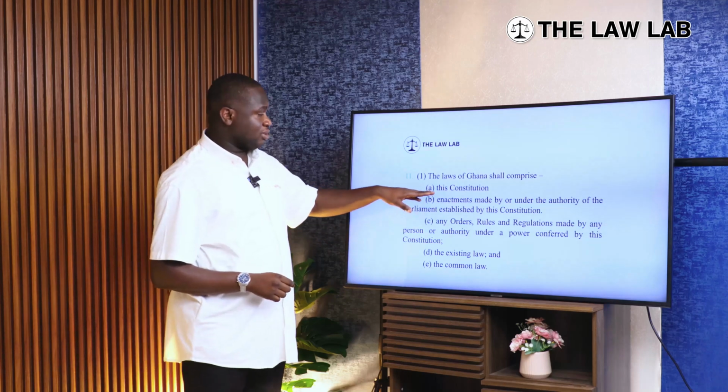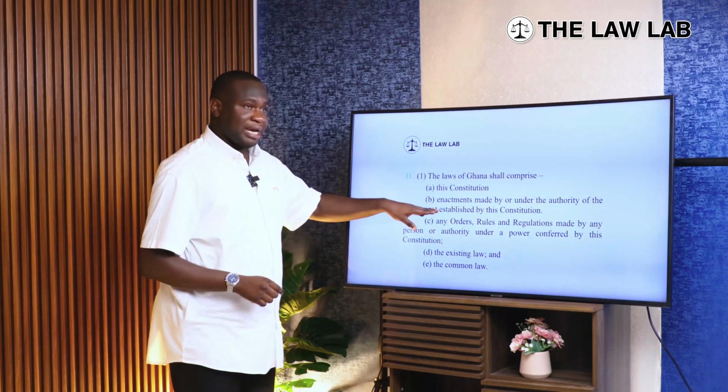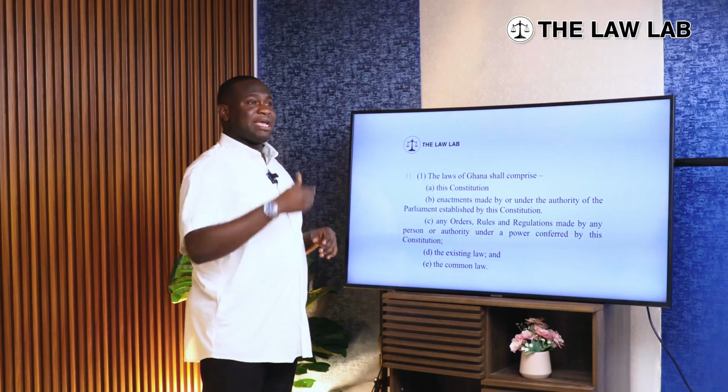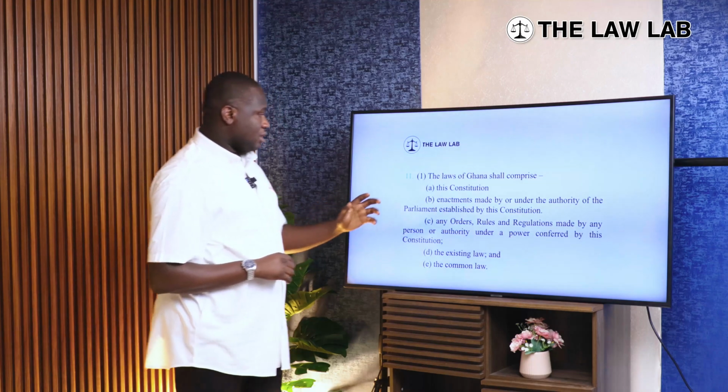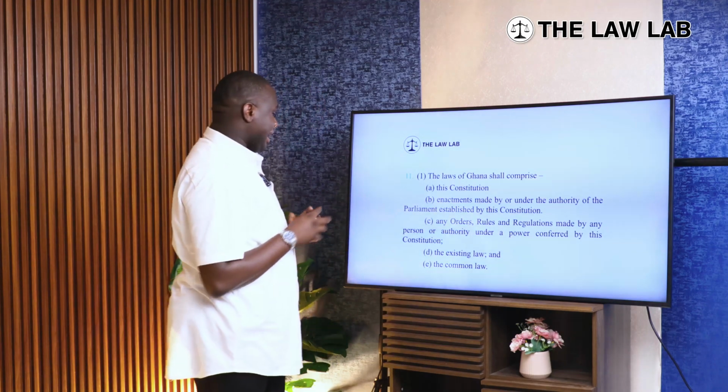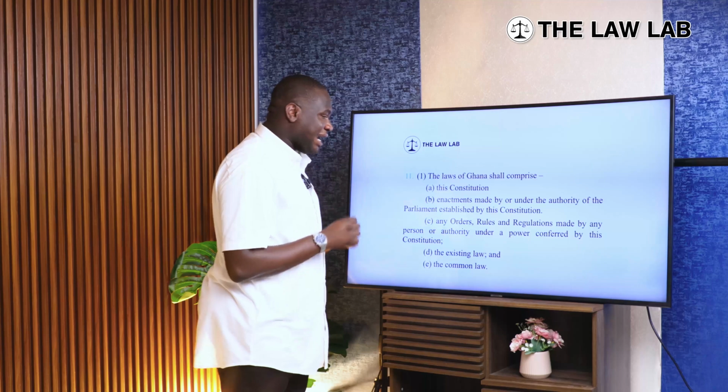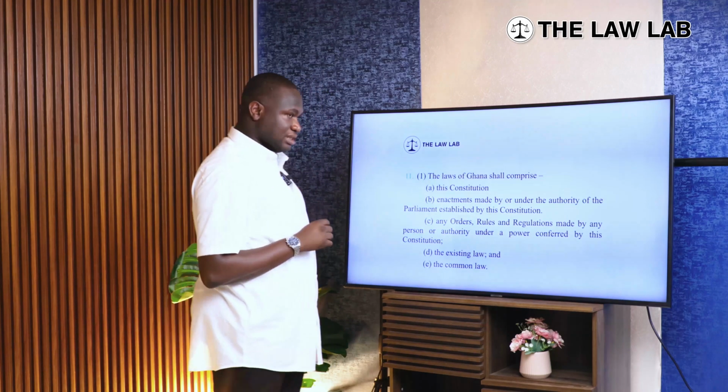So in 93, the Constitution came into force. Now we have Parliament who has to be making residual laws to augment the gaps that were left by this Constitution. Remember, it is Parliament that needs to be making laws to actually regulate the oil Ghana found on the land of Ghana. Now the third one is any orders, rules and regulations made by any person or authority under a power conferred by this Constitution.